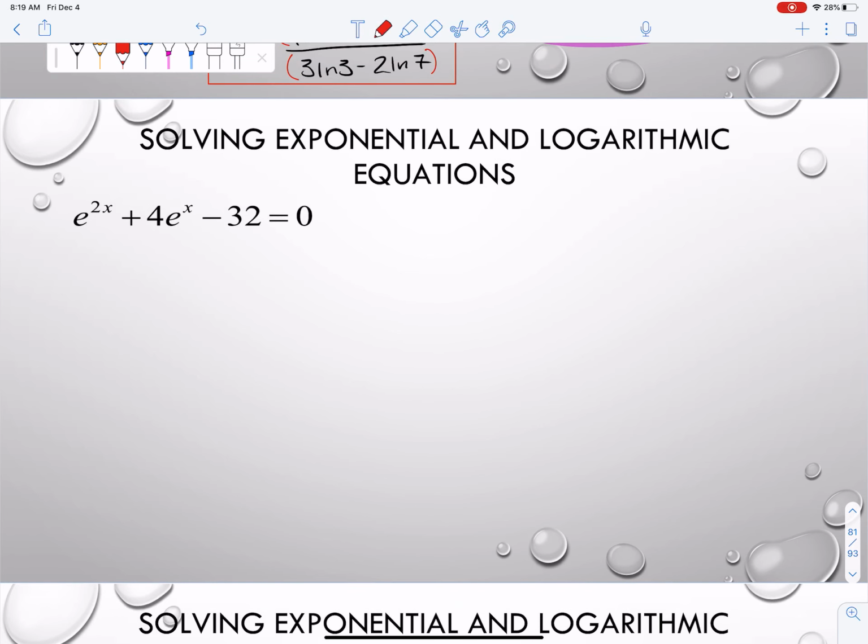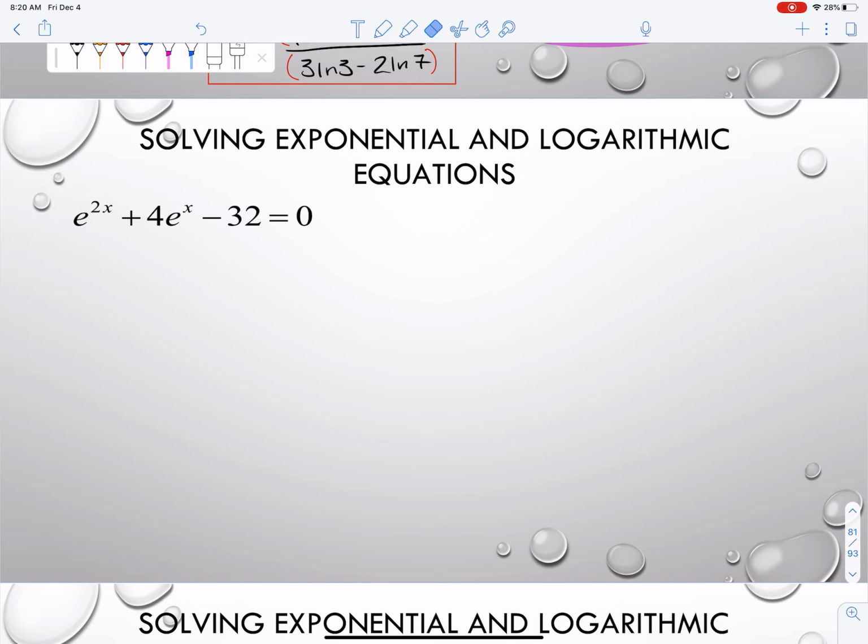Next equation. I have e to the 2x equals 4e to the x minus 32. Remember back to quadratic equations, right? And we did quadratic form equations. This is a quadratic form equation. So here, think about it. What quantity times itself gives me e to the 2x? It's e to the x. Well, I have an e to the 2x. My middle term is e to the x. Just like quadratic form, if I had x to the 6th and a middle term of x cubed, I had a quadratic form. I've got the same thing here.